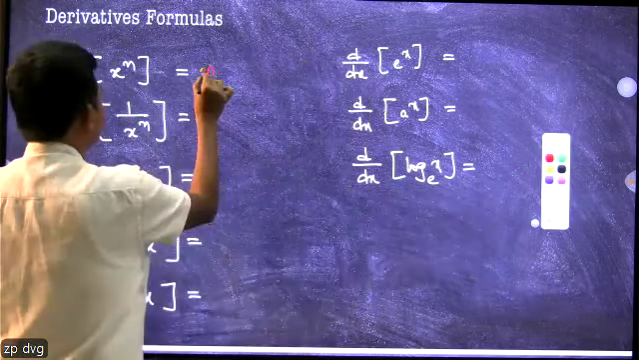How do we use this? For example, you want to calculate the derivative of x power 5. Use this formula: 5 into x power 5 minus 1.